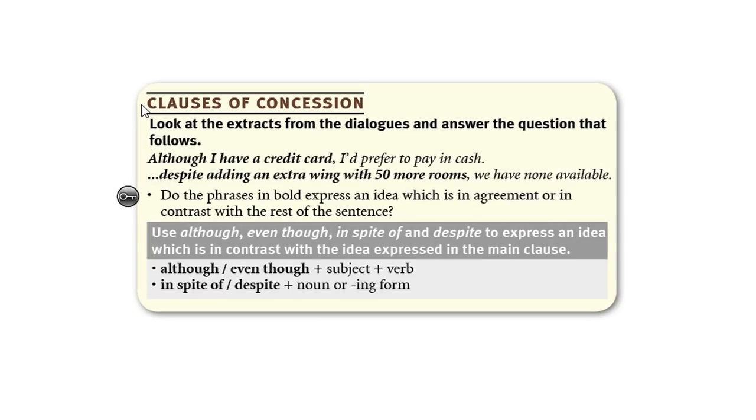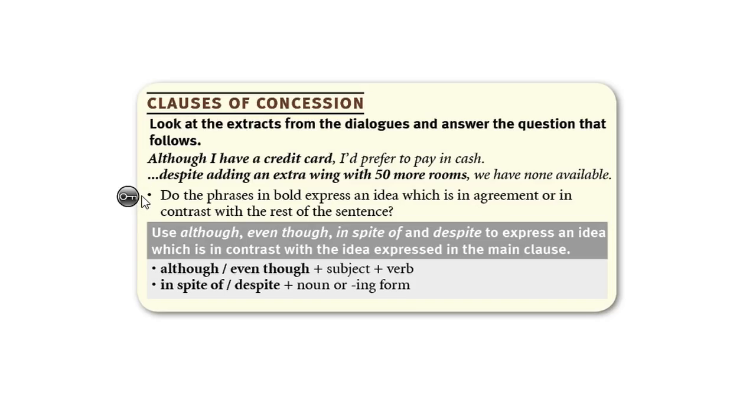Clauses of concession, جمل التباين أو التعارض. Look at the extracts from the dialogues and answer the questions that follow. Although I have a credit card, I prefer to pay in cash. Despite adding an extra wing with 50 more rooms, we have none available.